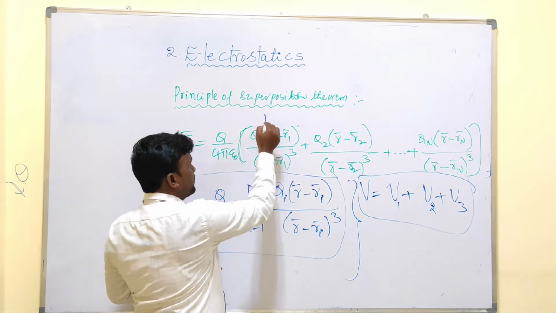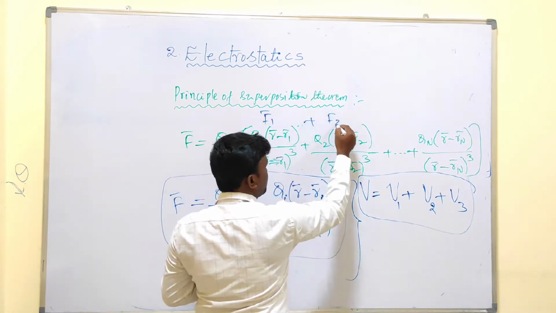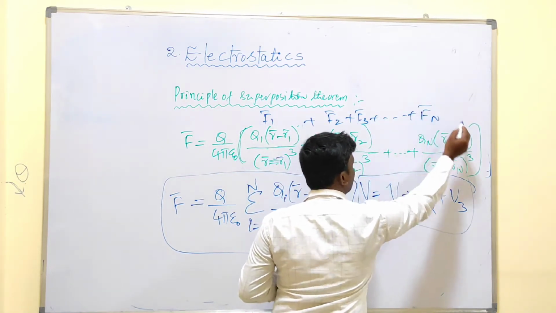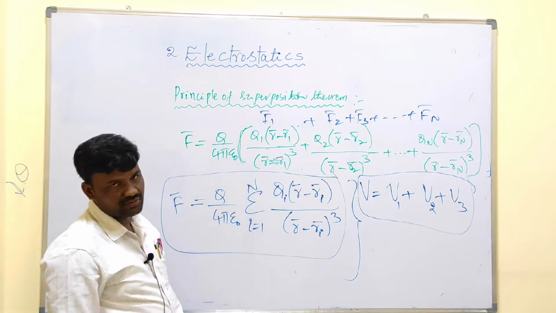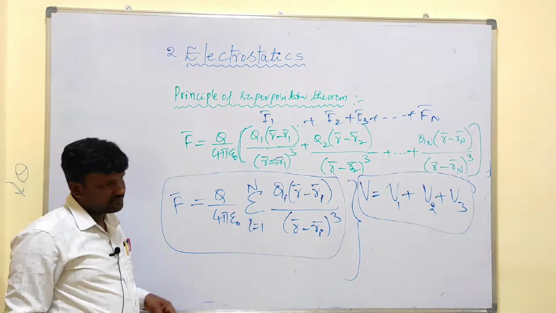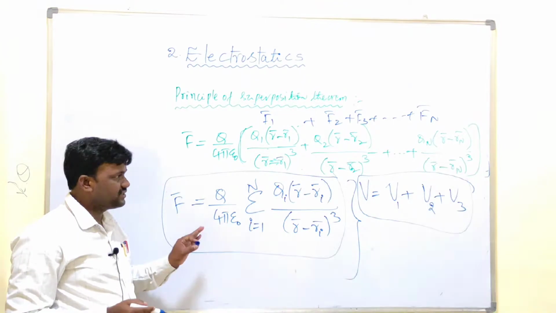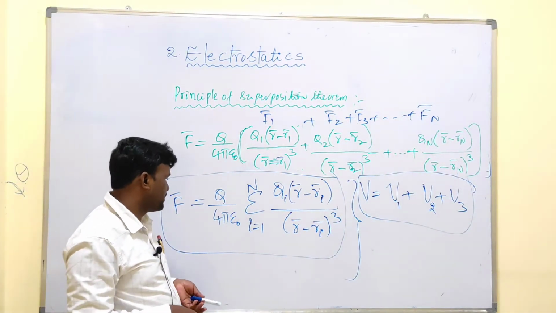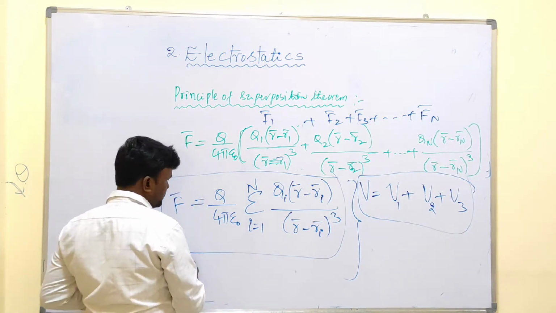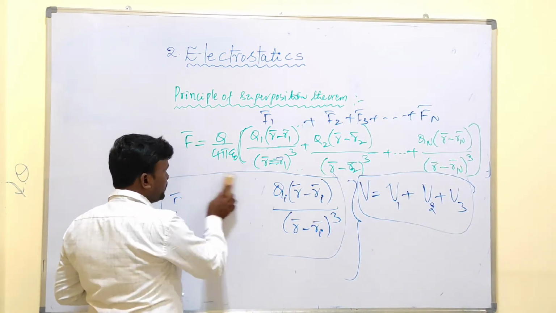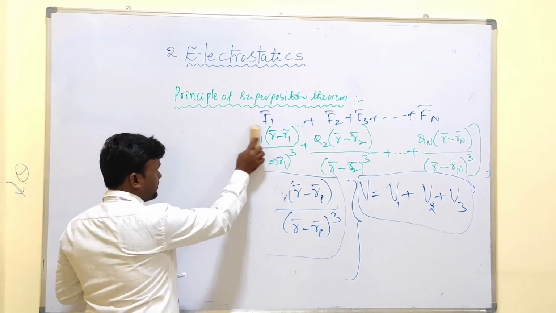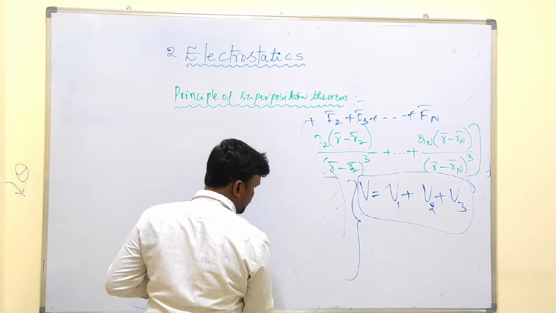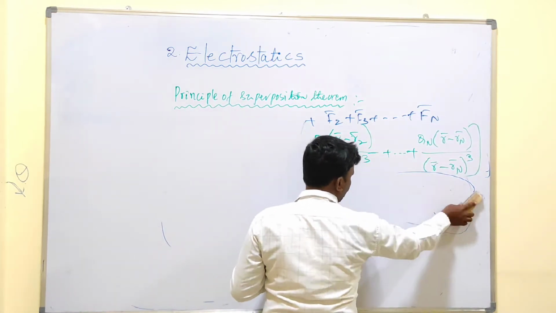Similarly here, the first one is F1, the second one is F2, the third one is F3, plus the last one Fn bar. So this is the principle of superposition, if you have point charges more than 2. By applying this principle, we get the force due to n number of point charges on charge q located at point P with position vector R.